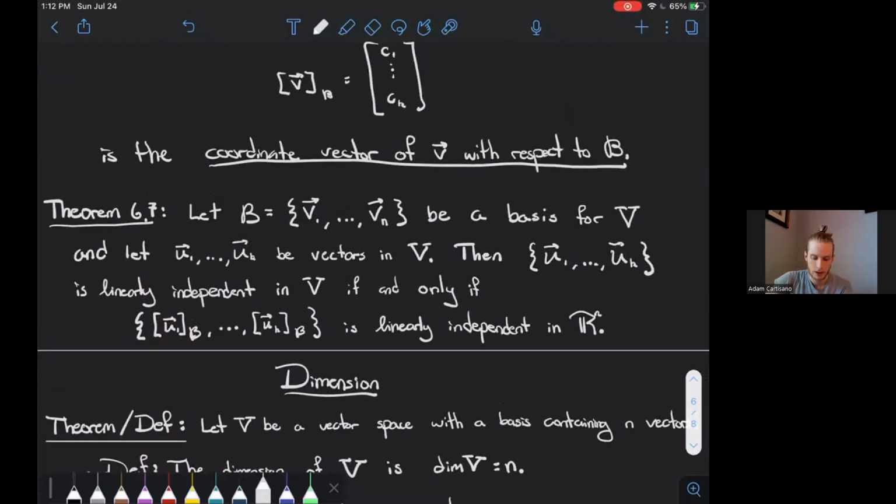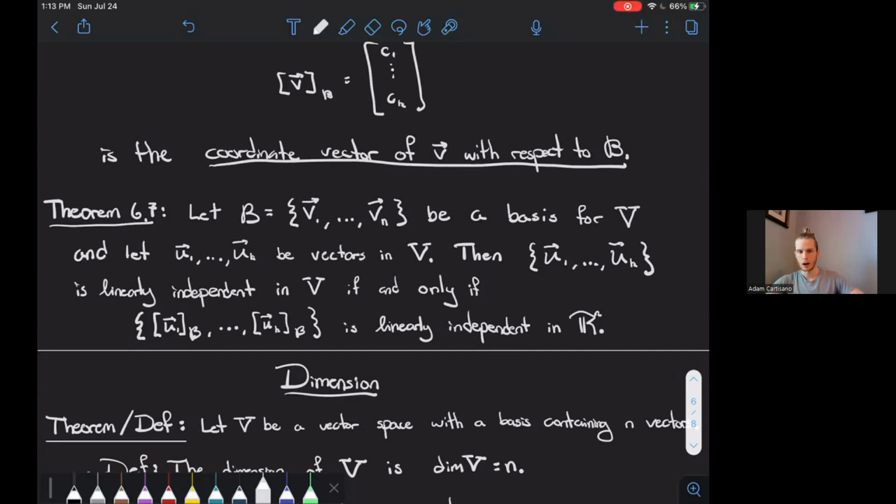Okay, so we have another theorem which says that if you are given a basis and k vectors inside of your vector space V, then the set of those k vectors is linearly independent if and only if the set of coordinate vectors for each of your vectors is a linearly independent set in Rn.